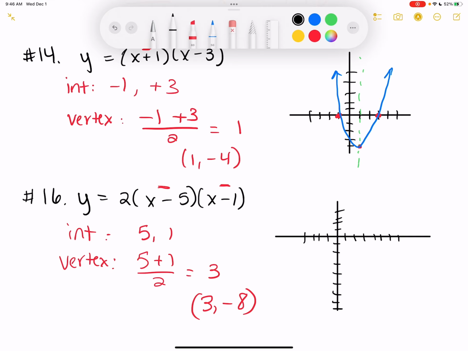Okay, and just like with the other ones, if there's a negative in front, it would open down instead. All right, so intercepts at 5 and also at 1. Vertex at 3, negative 8. And axis of symmetry.